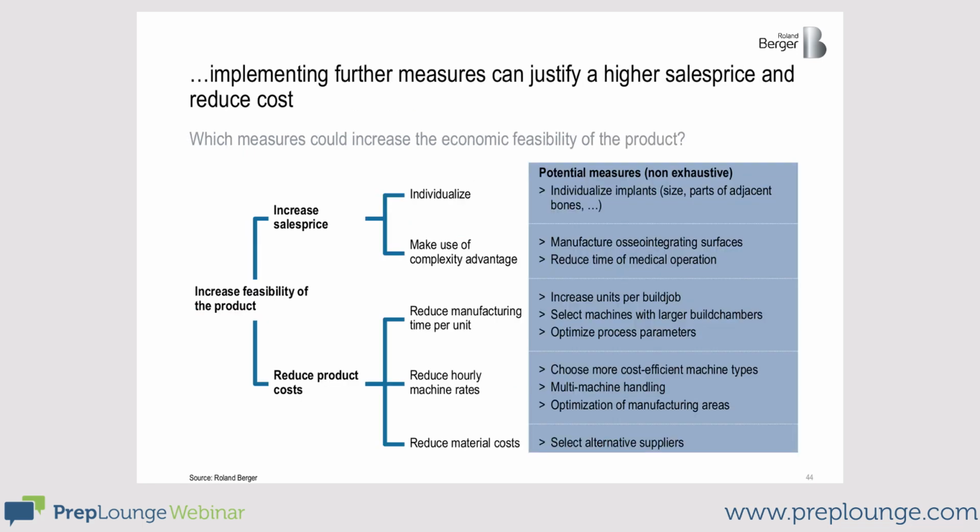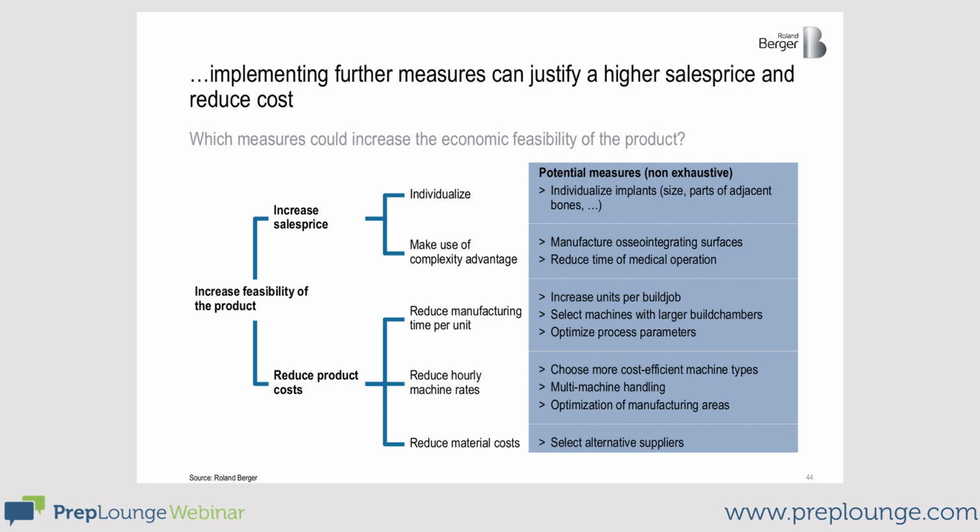The structure I need to answer that question is basically a breakdown of the calculation of profit. When I want to improve the economic feasibility of my product, I have two options. I can either increase the sales price or reduce the product costs. The best, obviously, is to do both.